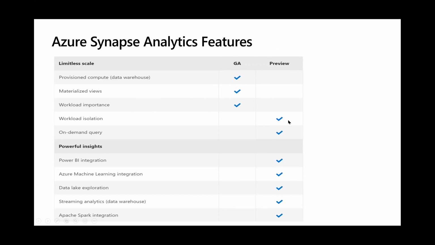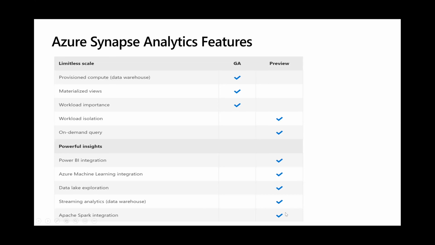But the things which are in preview, and I know Tony mentioned, you need to watch announcements at Build later, and you need to watch what features in Synapse are getting into GA. There's workload isolation: if an ETL query needs 20% of resources all the time, you just give that ETL query 20% of your resources. 80% of the resources will be available to anybody else, BI users, self-service users or advanced analytic users. You will be able to isolate workloads, on-demand query, Power BI integration, Azure machine learning integration, and data lake exploration. I'll be showing some of this in the demo.